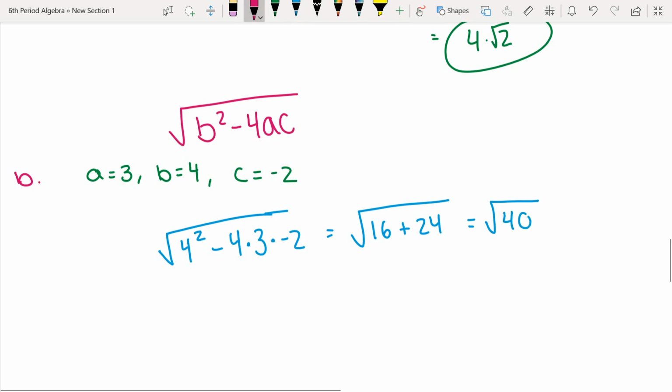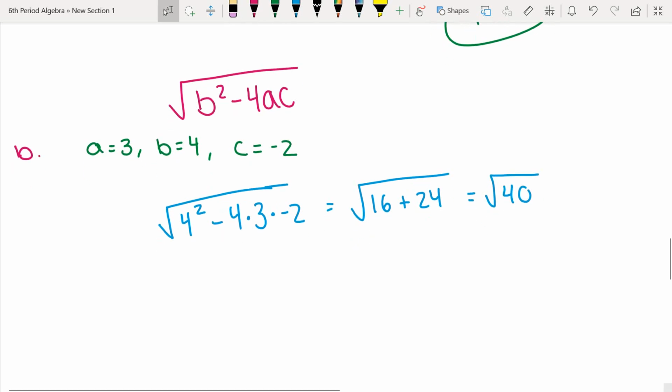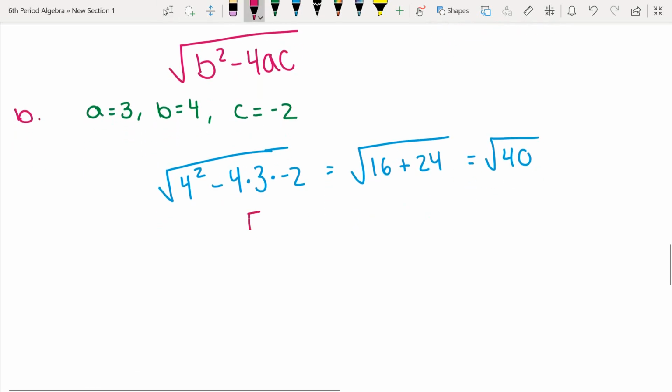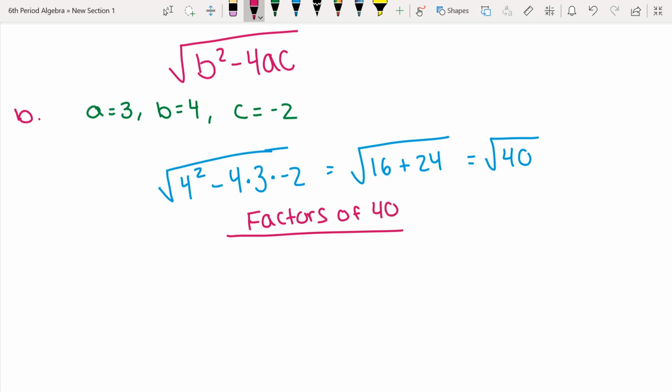We are not ready to say we're done until you have tried to simplify the square root. Well, you need to list out factors of the number inside to make sure it is simplified. So I have factors of 40. You have 1 and 40, 2 and 20, 4 and 10, and that's it. So looking through our numbers here, we're hopefully trying to find an ideal pair. If it doesn't happen, it doesn't happen.